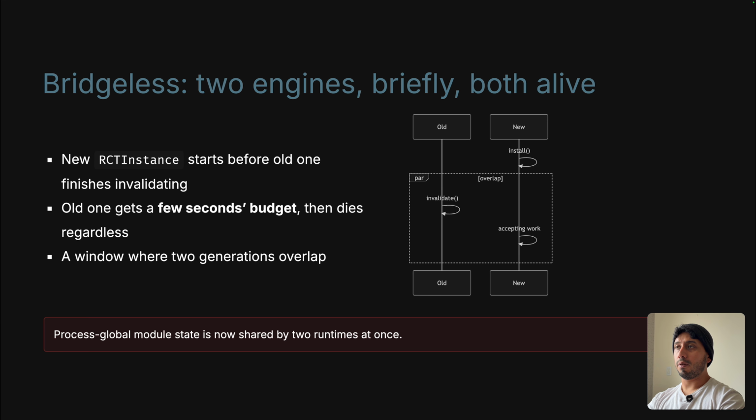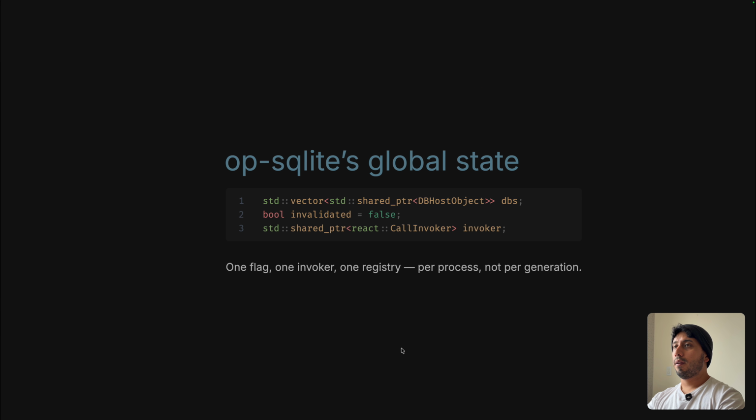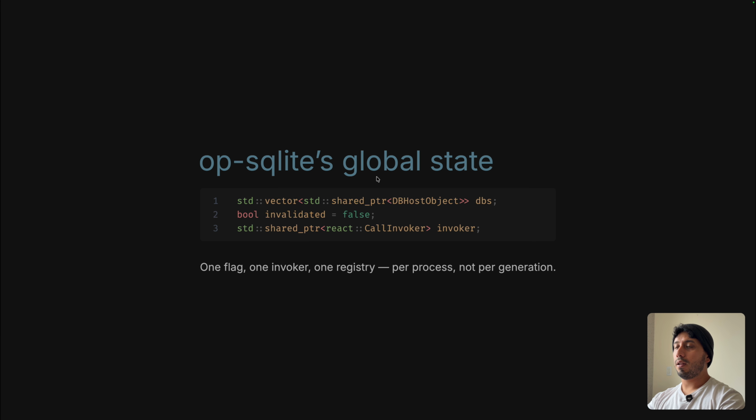But it does bring a problem, right? The global state is now shared by two runtimes at once. Let me explain a little bit with the code of OP-SQLite. In OP-SQLite code, we had shared pointers to the database object. So whenever you would open a database, we would append a shared pointer to that object.